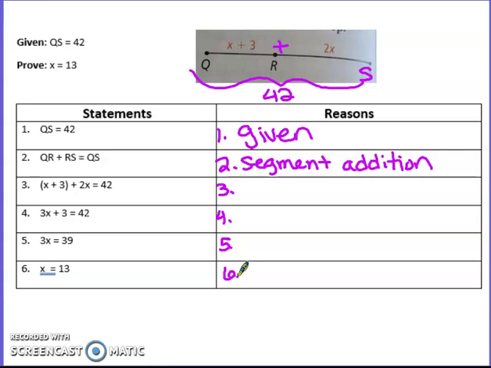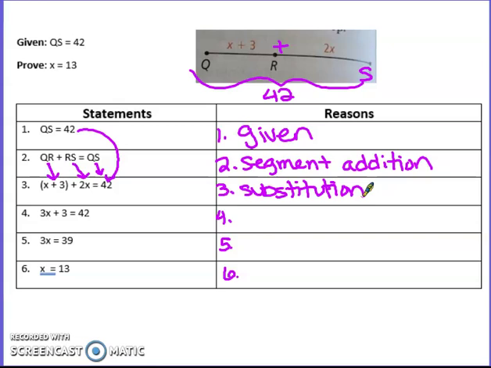Now, if I look going from line 2 to line 3, QR in my problem is x plus 3. RS in my problem is 2x. And QS based on the given is 42. So all we're doing is we're substituting values in based on what they give us in the problem. But now we have to fill those values in. From here, it just becomes an algebraic proof.